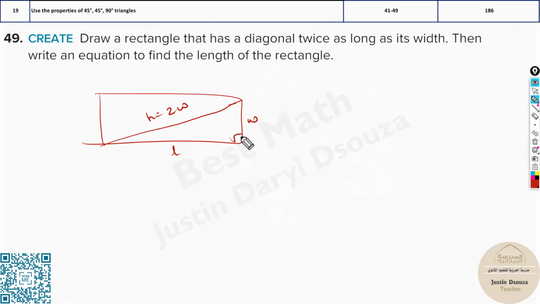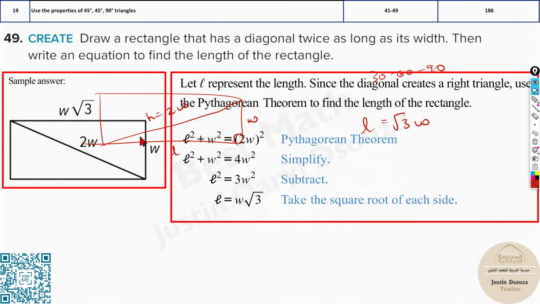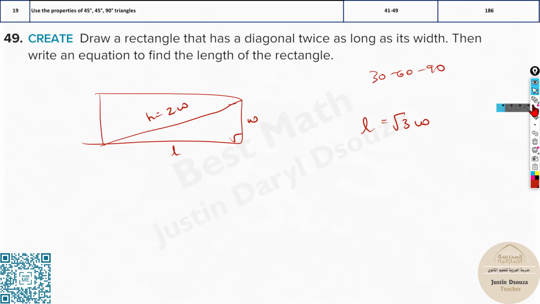So now this is basically 45, this is 90 degrees. They have told us it's 2 times width. We can directly tell this is 30, 60, 90, and the length is equal to square root 3 times W. We know the formula, right? From 30, 60, 90, that's the answer. Okay, they are expecting us to do it with the Pythagoras theorem. Let's just do it. They're basically asking us to prove the formula.